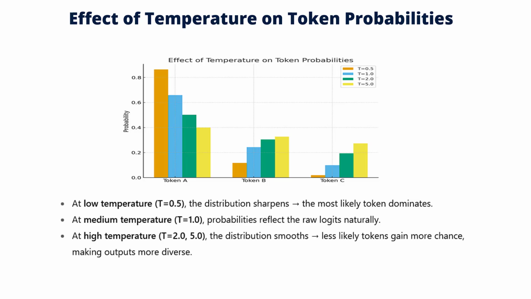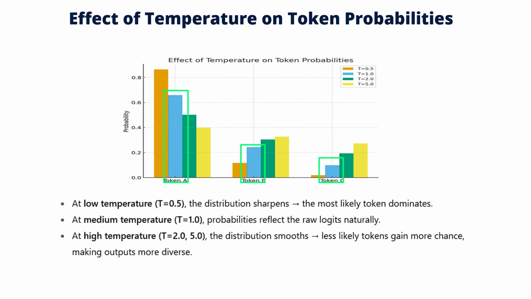Let's understand the effect of temperature with this chart. At low temperature, T equals 0.5, notice how the distribution sharpens. The highest probability token dominates. The model becomes very confident but also repetitive because it sticks to the most likely choices.